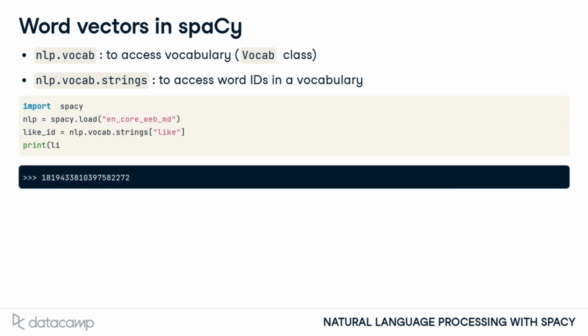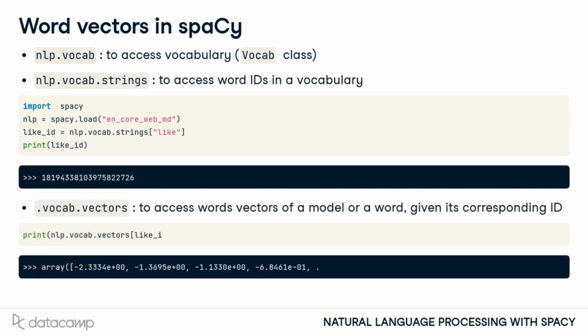For example, given a word like, we first access the mapping of the word to its ID in the vocabulary using nlp.vocab.strings within brackets the word like. Then use this ID to access the corresponding word vector using nlp.vocab.vectors inside brackets the extracted word ID.